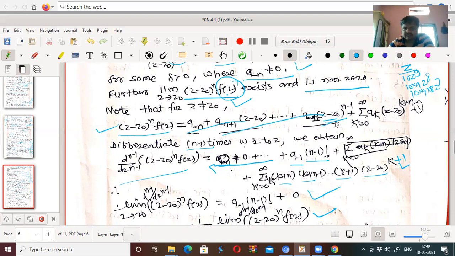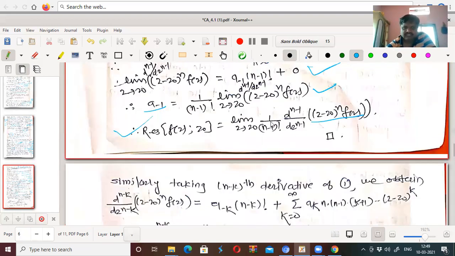So what will be here? No doubt these having positive powers of (z minus z0) will be there, and if I take z tends to z0, these terms will vanish. Only we get some kth coefficient here. So what is a minus k here? A minus k is a minus k times (z minus z0) to the power n minus k.